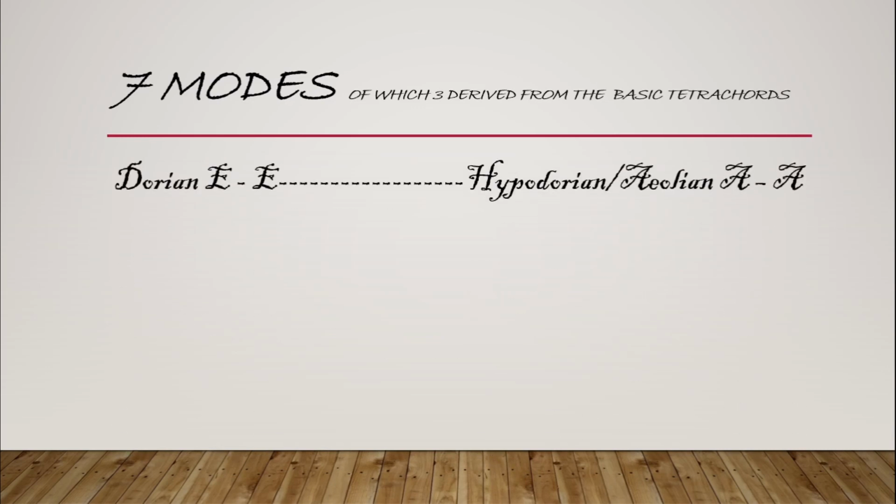Dorian, E to E. Hypodorian, A to A. So what is that Hypodorian? We all know the prefix hypo, especially when it comes to hypothermia, hypogeum. So it is the under Dorian. So as you can see, Dorian, the proper Dorian, starts from E, a fifth lower you start the Hypodorian, so it's the under Dorian.